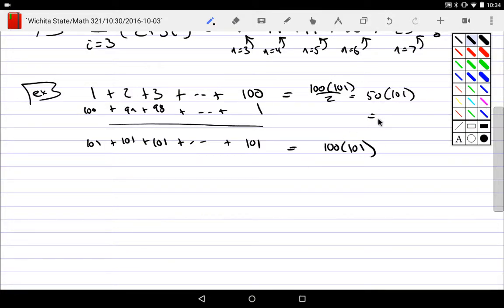What's 50 times 100? 5,000. 50 times 1, 50. So it is 5,050. Done. How would you like to have done 1 plus 2 is 3, plus 3 is 6, plus 4 is 10, plus... Now those group of numbers, it actually forms what's called the triangular numbers, if you want to look at it like that.